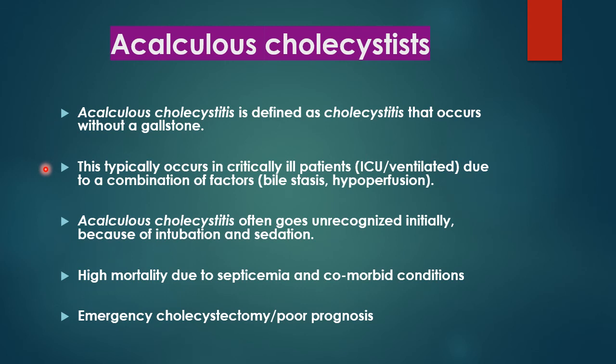This typically occurs in critically ill patients who are ventilated in ICU with other medical problems. Basically the cholecystitis is a complication of these other critically ill conditions due to a combination of factors like bile stasis, general hypoperfusion, including ischemia of the gallbladder, and that can lead to acute cholecystitis. Acalculous cholecystitis often goes unrecognized initially because of the patient's medical illness. It is associated with high mortality due to septicemia and the comorbid medical conditions that are existing. Treatment is emergency cholecystectomy, but the prognosis is poor because of the poor general condition of the patient.